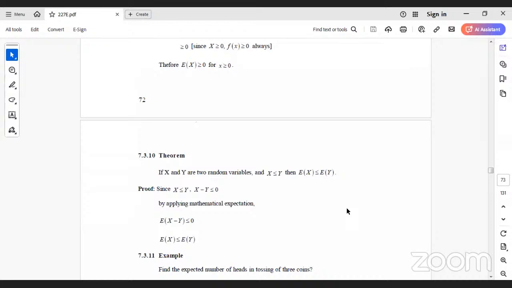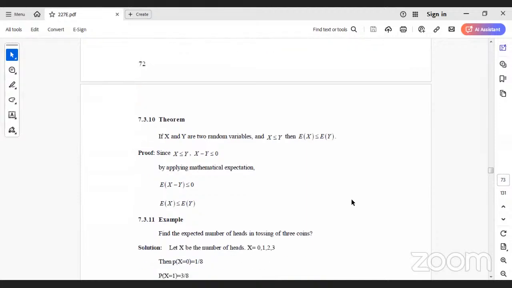Then the theorem: if X and Y are two random variables with X less than Y, then E of X is less than or equal to E of Y. So X less than Y means X minus Y is greater than 0. By applying mathematical expectation, E of X minus Y is less than or equal to 0, that is, E of X is less than or equal to E of Y.